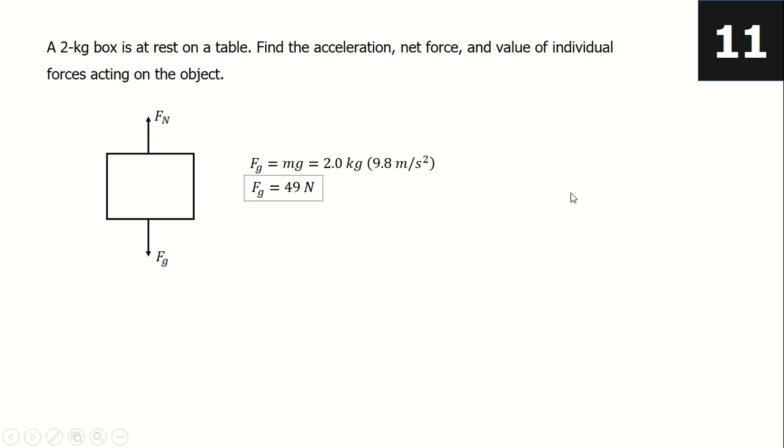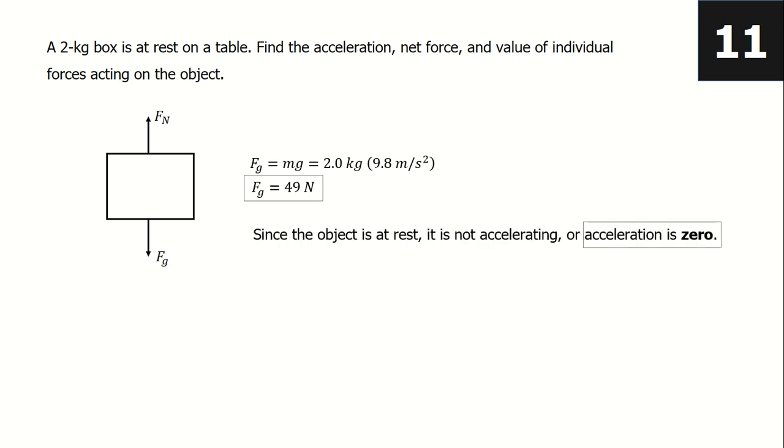You can easily find the gravitational force since that's only mass times acceleration due to gravity. Your mass is 2 kilogram, and you multiply that by acceleration due to gravity on Earth, so 9.8 meter per second squared. Your weight, or your F sub g, or your gravitational force, is 49 newtons. So the object is at rest. That means it's not accelerating, or the acceleration is 0.